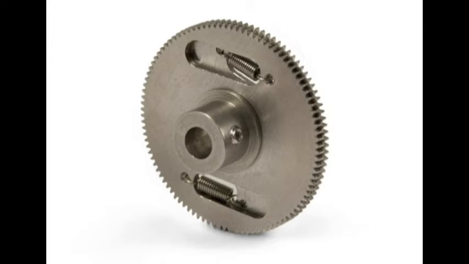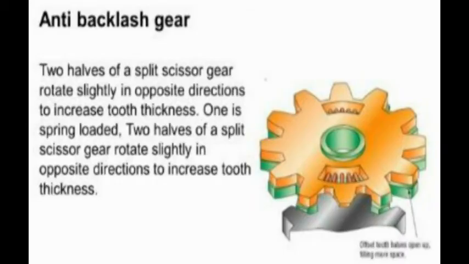These anti-backlash gears have very minimal backlash. So wherever very precise transmission is needed, for example in CNC machine tools, these anti-backlash gears are very much used. This diagram shows the anti-backlash gear. We have two parts of a gear, the two halves of a split scissor gear. One is spring loaded, and they rotate slightly in opposite directions to increase the tooth thickness.